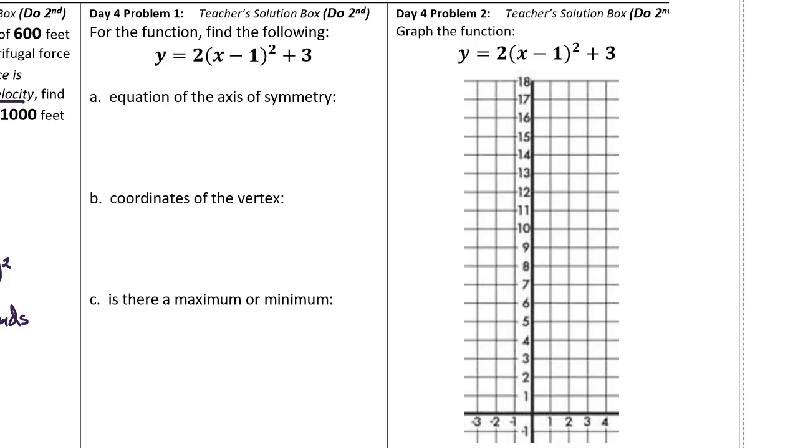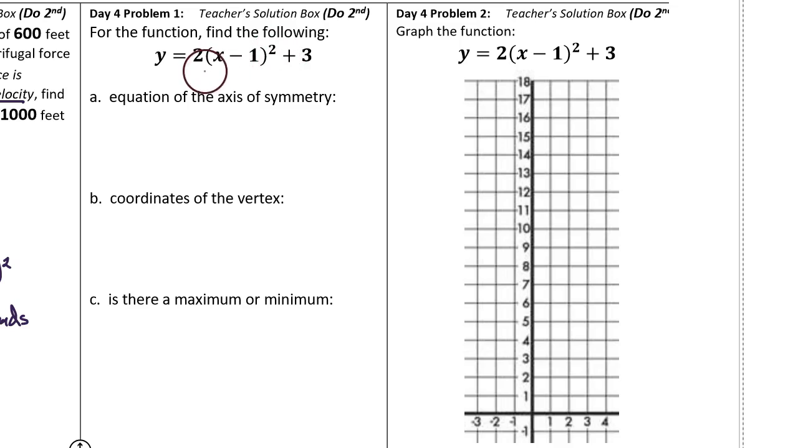Here is the answer for day 4, problem 1. For the function, find the following three things. First, we asked for the equation of the axis of symmetry. This is a quadratic function. I know that because the highest degree is degree 2.